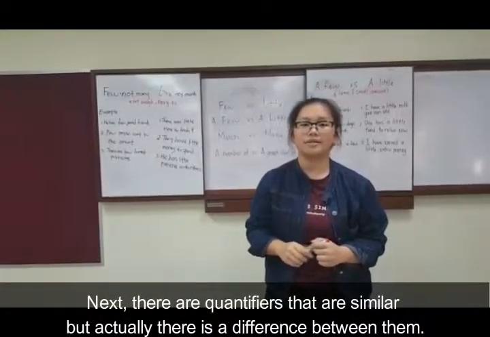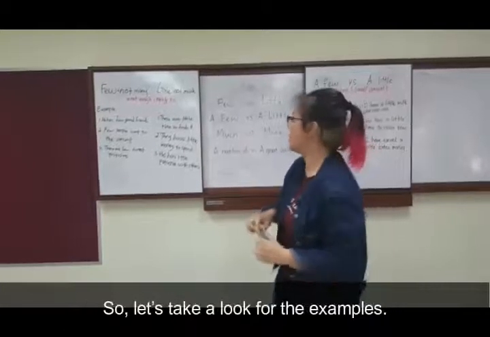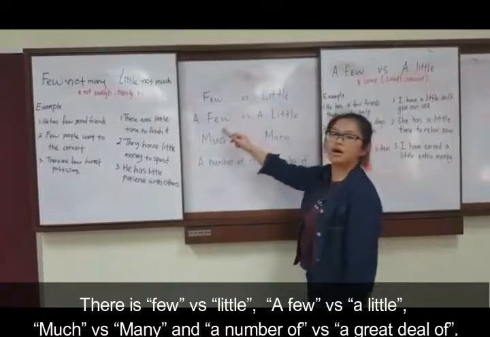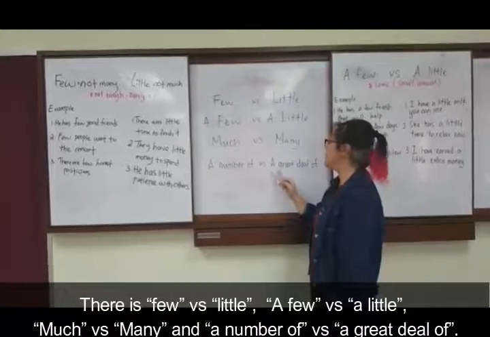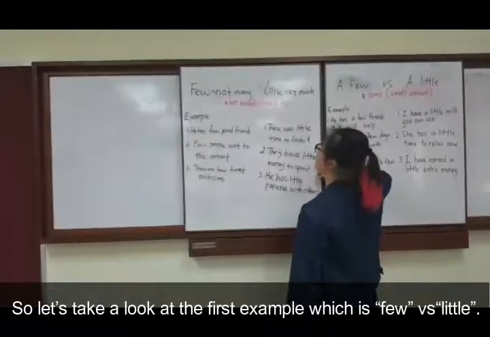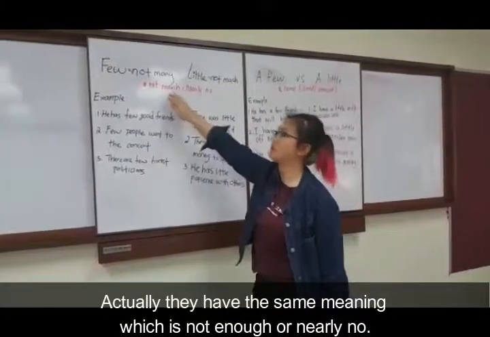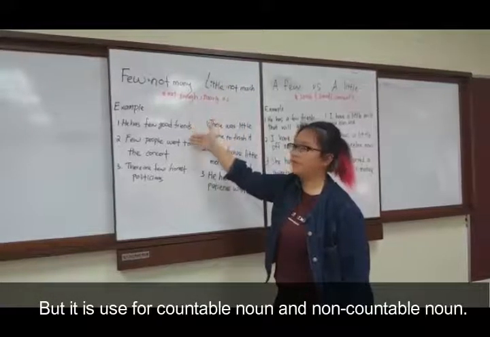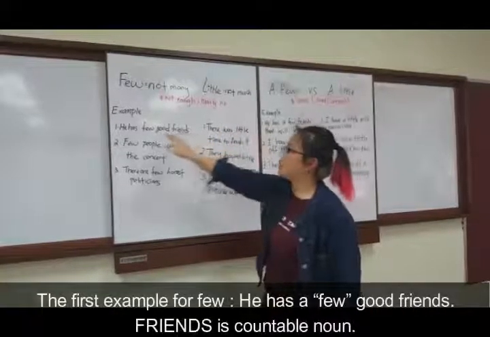Next, there are quantifiers that are similar, but actually there is a difference between them. Let's take a look at the examples. There is few versus little, a few versus a little, much versus many, and a number of versus a great deal of. Let us look at the first example, few versus little. They have the same meaning, which is not enough or nearly none, but one is used for countable nouns and the other for uncountable nouns.